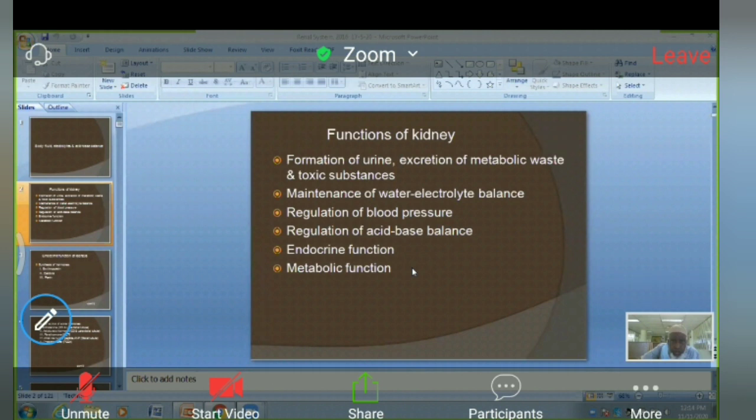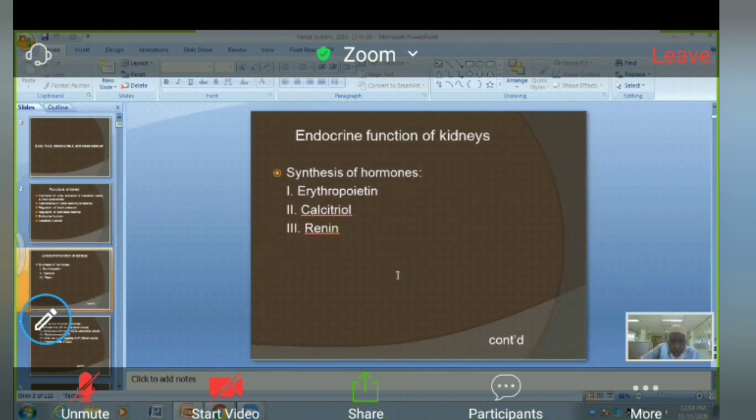So this is in short the functions of the kidneys. Now the endocrine functions of the kidney. The kidney produces the most important hormone, erythropoietin. This erythropoietin is responsible for maturation of red cells, maturation of erythrocytes. Is it clear?